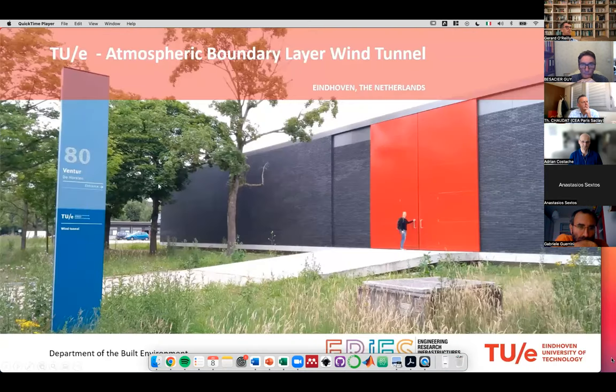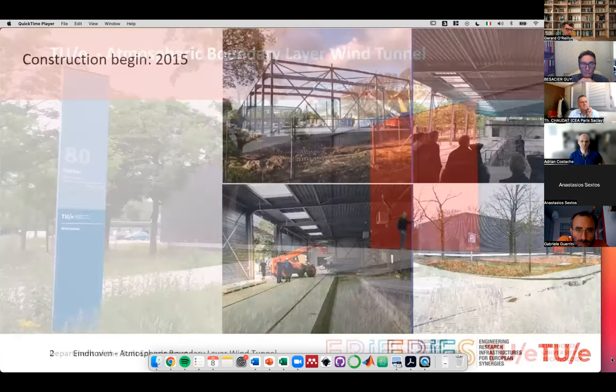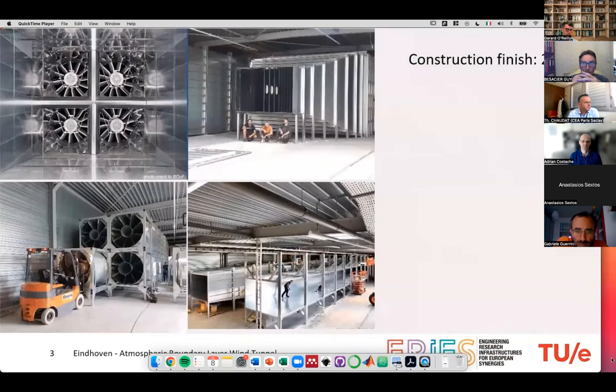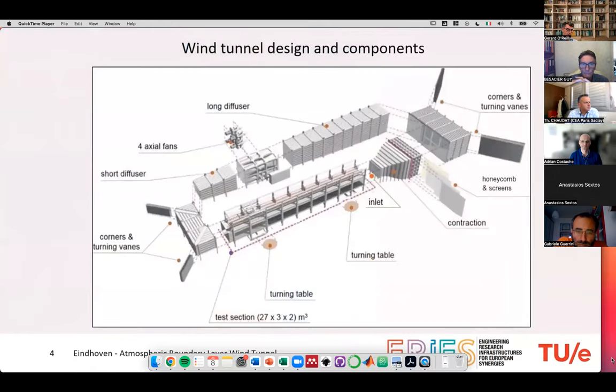So this is the TUE atmospheric boundary layer wind tunnel. We are located in Eindhoven in the Netherlands. This wind tunnel is rather new. The construction began in 2015, and it took in total 2 years to finish the construction of the building and the wind tunnel, so it could be inaugurated in December 2017.